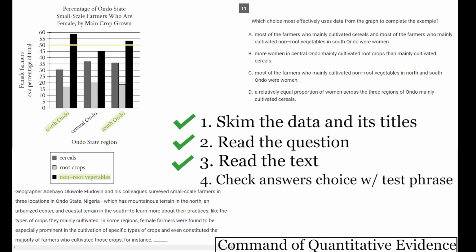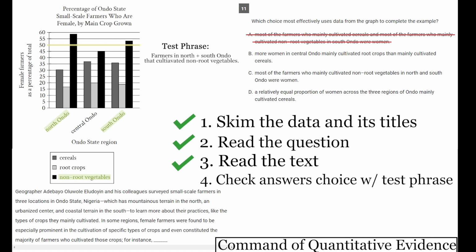And when you choose your answer, you must make sure it's right for 2 reasons. The first one being that the answer logically answers the question, and the second one is that the data reflects what is shown in the picture. And if either of these are wrong, you can eliminate that answer choice. Answer choice A says that most farmers who cultivated cereals and most farmers who cultivated non-root vegetables in South Ando were women. While the second part is true, most farmers that cultivated cereals in South Ando were not women, so we can eliminate this choice because it doesn't accurately reflect the data.